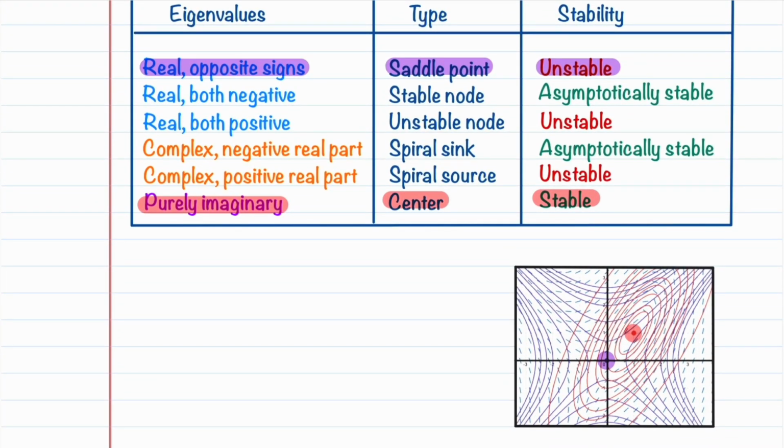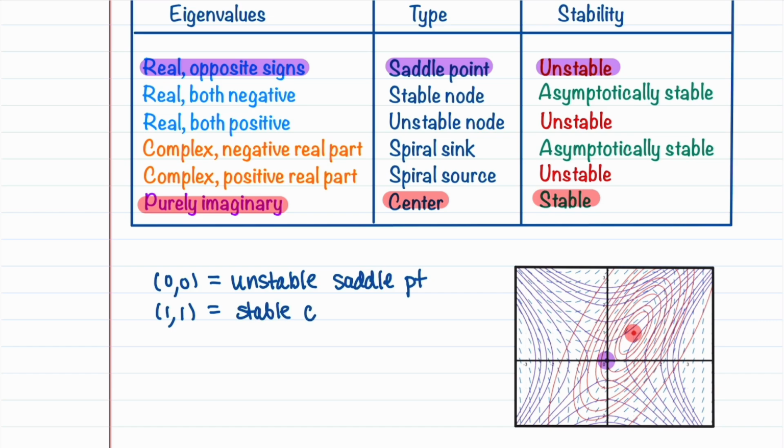Let me summarize this here because this is going to be our answer. (0, 0) is an unstable saddle point. And then our critical point (1, 1) is called a stable center.